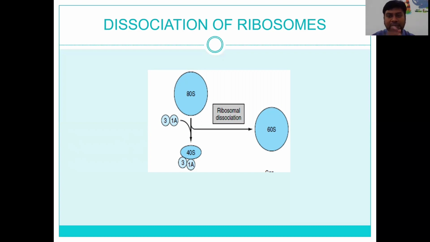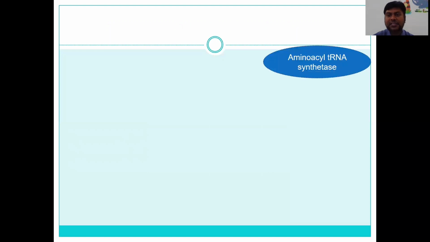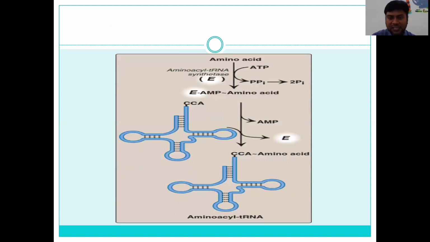Next, what is the second step? It is assembling methionine tRNA into the ribosome. Before that, we should first know how the methionine tRNA is synthesized. Not only methionine tRNA, any amino acid tRNA is synthesized by an enzyme called aminoacyl tRNA synthetase. This enzyme, along with AMP, which is released from ATP hydrolysis, will bind with the amino acid to form an intermediate.